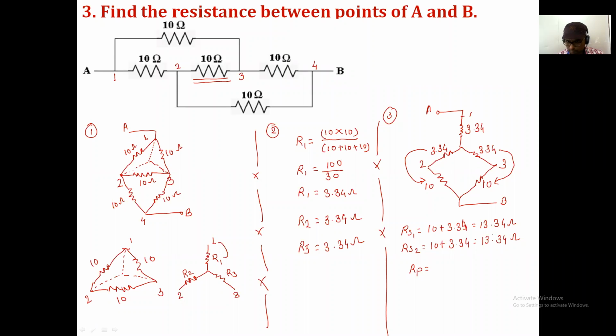1 minute please. Where is that my pointer? Okay, so here I can write product of these two resistances 13.34 multiplied by 13.34 divided by sum of these two resistors 13.34 plus 13.34.